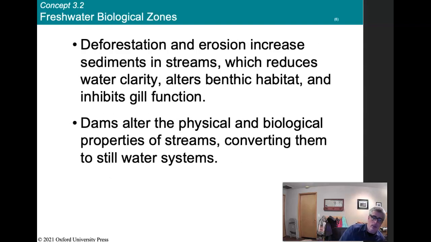Deforestation increases erosion. Pretty much any land use change increases erosion and increases sedimentation into the streams, which both changes those rocky streams into muddy streams, and then increases the turbidity, decreases water clarity, making it harder for light to penetrate through the streams. Dams obviously impact systems. The main function of dams is to slow water down, and when you slow water down, it gets warmer, streams get wider, things slow down and fundamentally change that way.